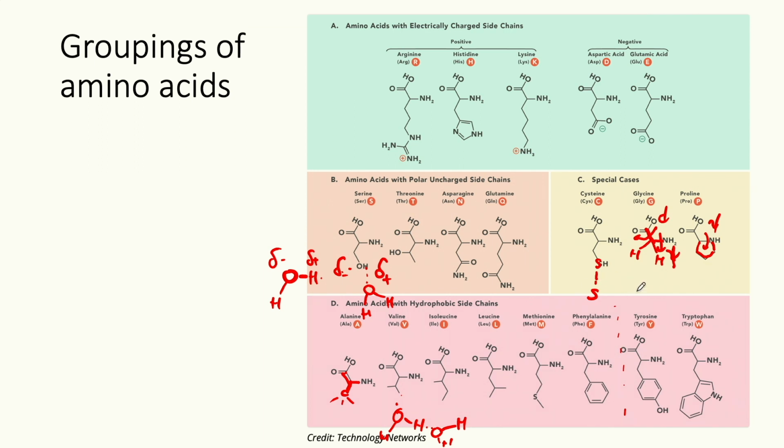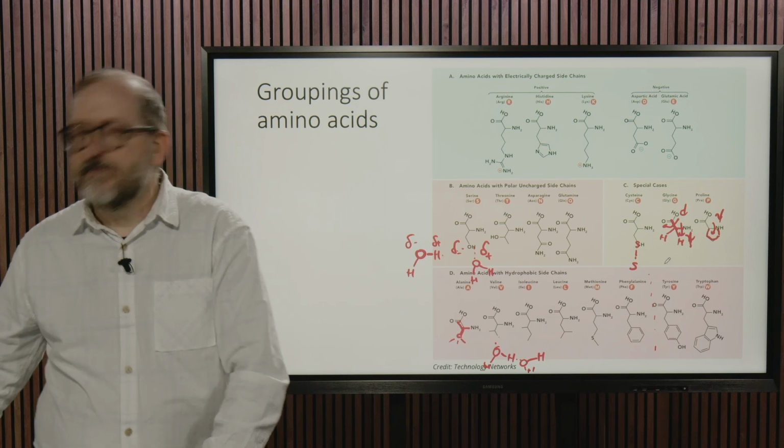Okay, so that more or less covers it. So you should be able to, given the name of an amino acid, pretty much immediately know at least what physical chemical class it belongs to. Is it polar? Is it hydrophobic? Is it charged? Or is it one of these special cases?